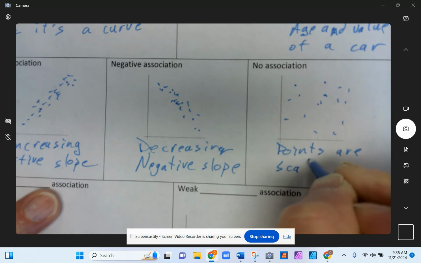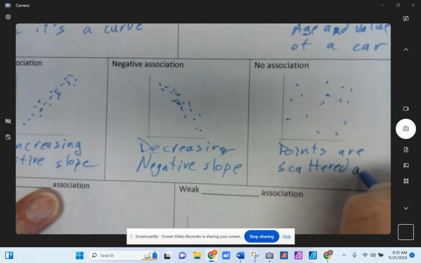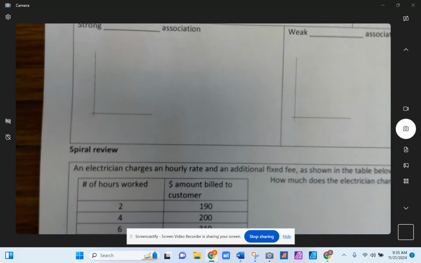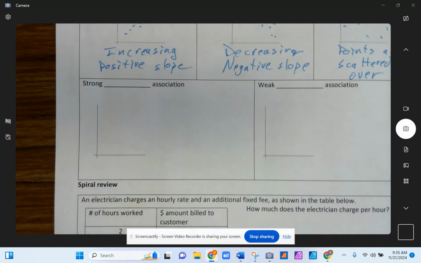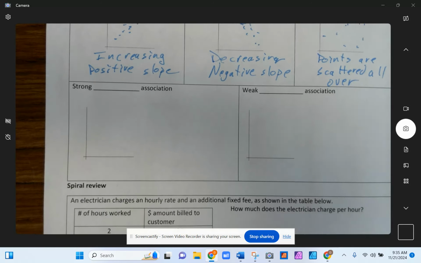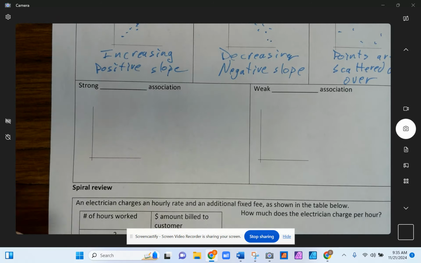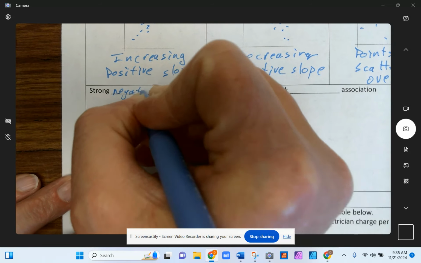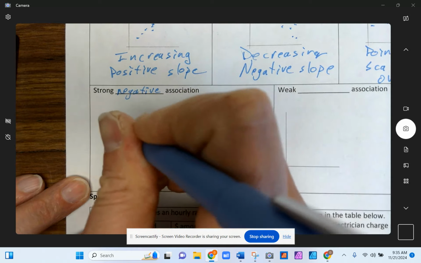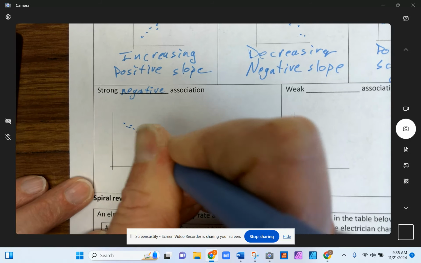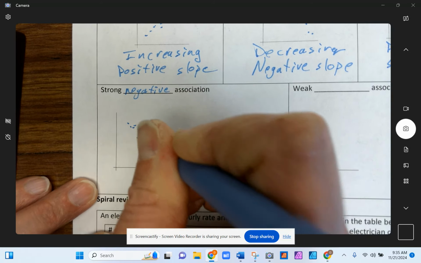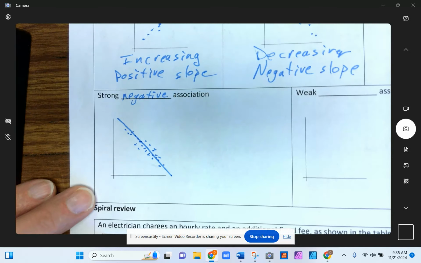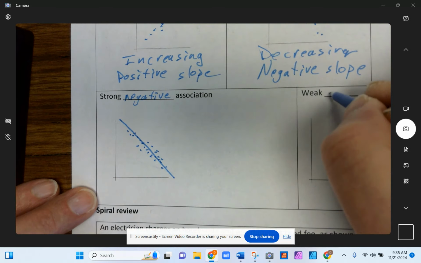Okay, now we want to talk about strong and weak. Now you can have strong and weak negative, and you could have strong and weak positive, right? It just kind of depends on how closely your points are clustered together. So we'll do a strong negative for this one. Okay. Again, your points are clustered very, very tightly to your line through the middle, right? And we'll do a weak positive.